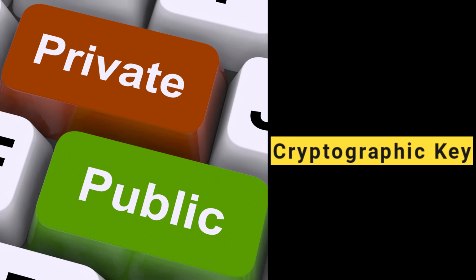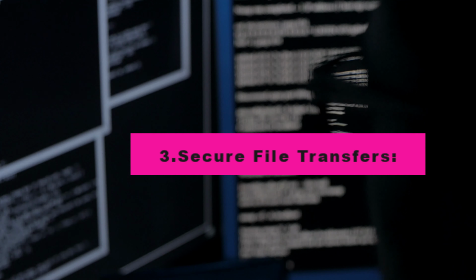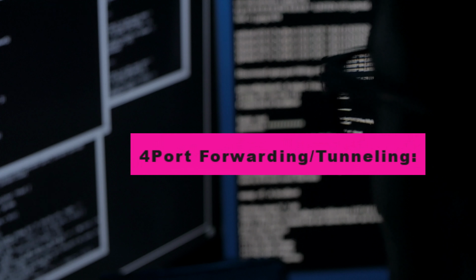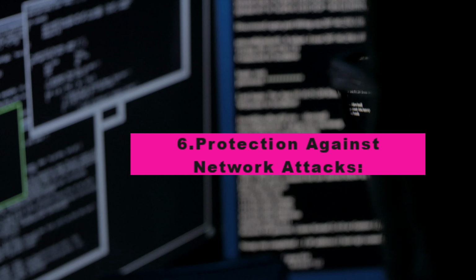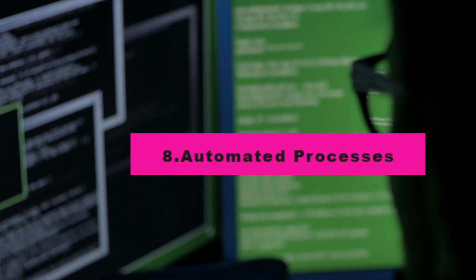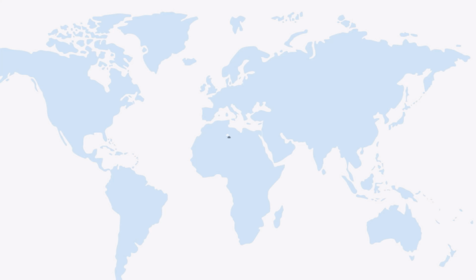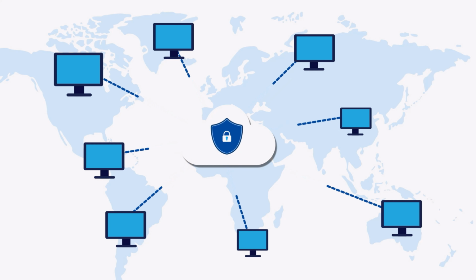So why do we use SSH? Number one, secure remote access. Number two, data encryption. Number three, secure file transfer. Number four, port forwarding and tunneling. Number five, authentication and authorization. Number six, protection against network attacks. Number seven, cross-platform compatibility. Number eight, automated processes. Number nine, access to the shell environment. So these are a few reasons we use SSH, but there's a wide range of use cases.